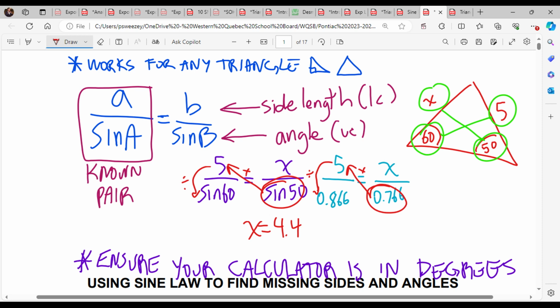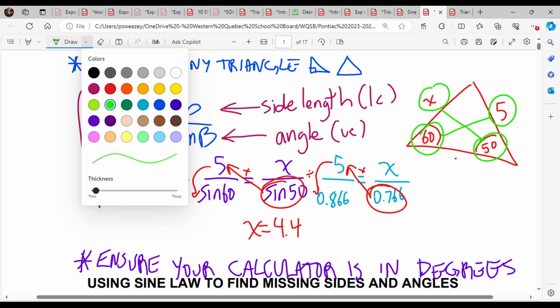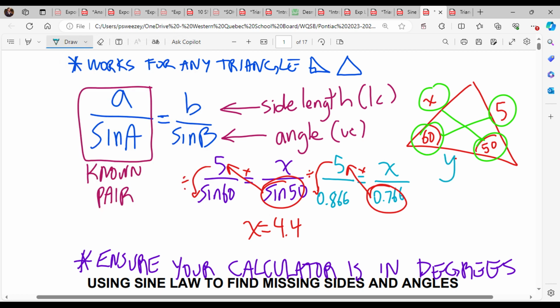Okay? There are some other little tricks that will come into play. The only thing you'll have to notice is that if I wanted to look for this side length right here, well, crud, I've got the 60 and 5 as my known pair, but the y is paired with an angle I don't know. I can find that angle, though, because I can go 180 minus 60 minus 50 and be left with 70. Now I can go 5 over sine 60 and then y over sine 70 and get that answer. That's the only kind of more complicated version of this that you will get.